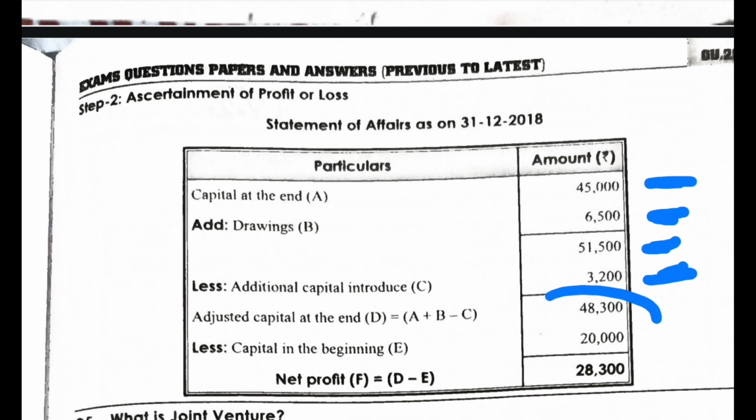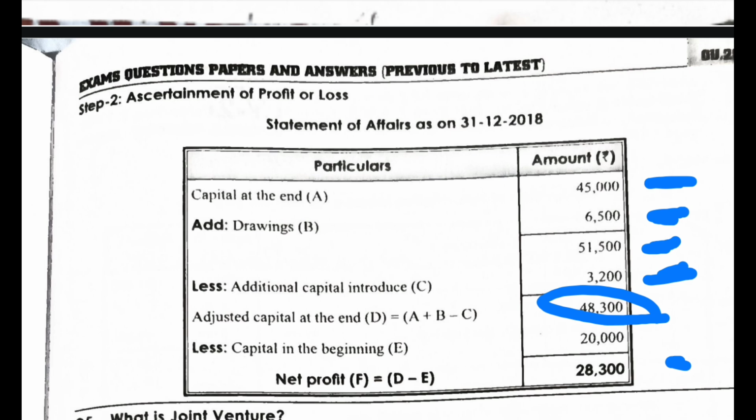We will call it adjusted capital at the end. From that, capital at the beginning, given at the start of the question as 20,000, we have to deduct. So we will get the net profit, 28,300. So first draw the table, and whatever information is available to us, just write it down. Only drawings you have to add, that you have to remember. Additional capital and capital at the beginning we have to minus. So we will get the net profit.